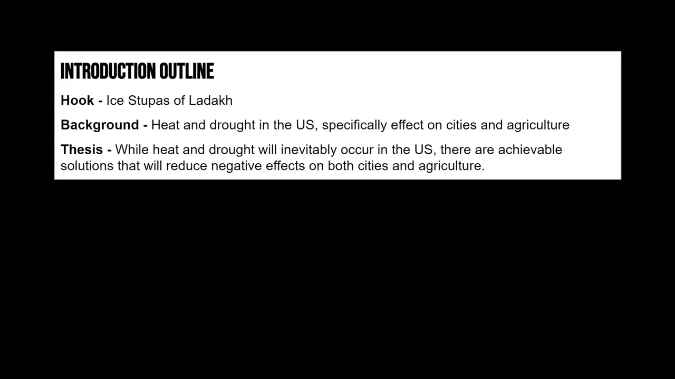Then you would shift into the background and explain that just like in Ladakh, they are struggling with heat and drought. Parts of the US are as well. So there's heat and drought in the US, and this heat and drought specifically affects cities and agriculture. Now, heat and drought is affecting many different parts of the US, but based upon the documents you've been provided, you probably noticed that it's focusing on cities and agriculture.